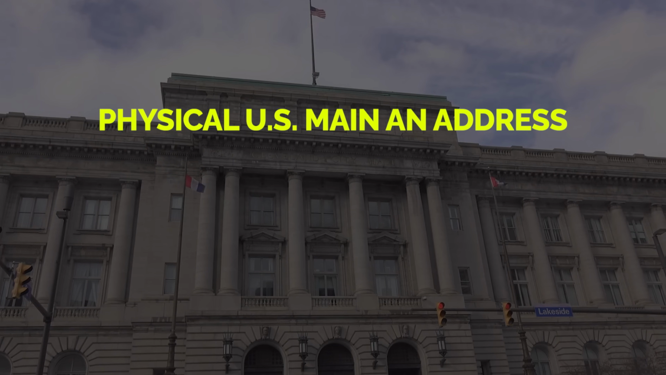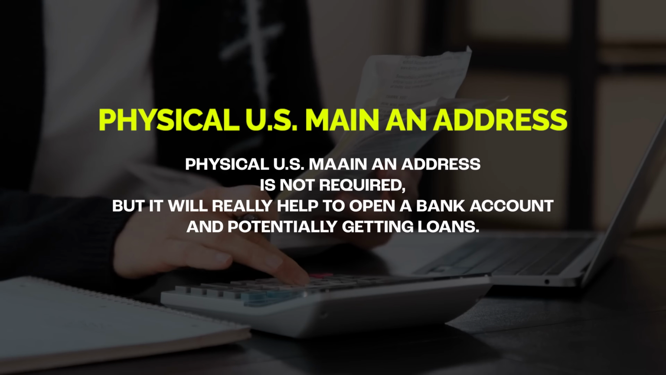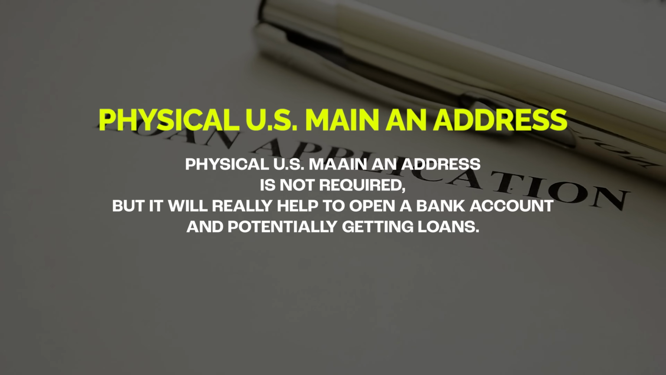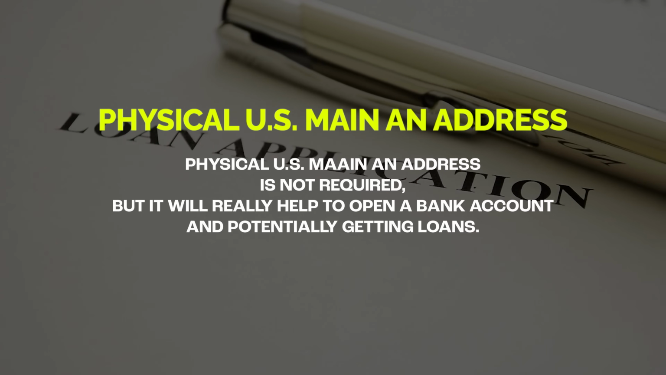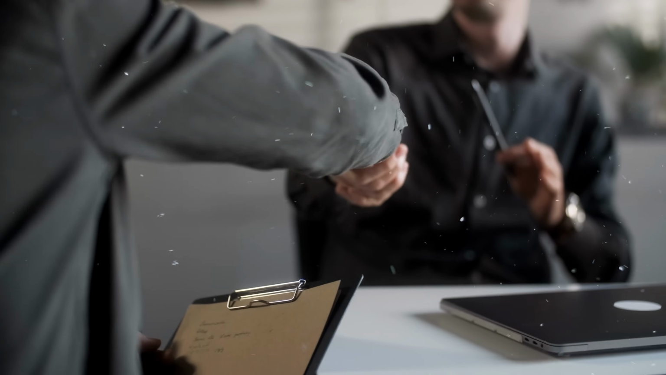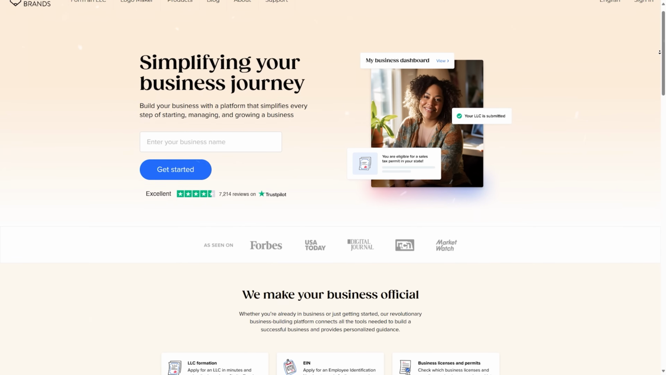So some quick notes here about physical US mailing addresses. Well, a physical US mailing address is not required, but it will really help opening a bank account and potentially getting loans if you need those. You can make this your home address if you live in the US, but like we talked about earlier, this is not really recommended for privacy reasons. The best option is just to hire a registered agent service like we talked about earlier with Tailor Brands, and they will be your physical mailing address.